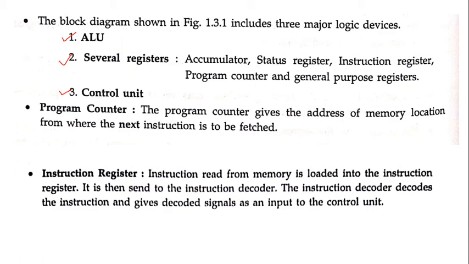So what is the program counter? The program counter gives the address of the memory location from where the next instruction is to be fetched. Program counter is going to fetch the next location of the instruction. Okay. Then the instruction register: the instruction read from the memory is loaded into the instruction register. First of all, it is then sent to the instruction decoder. The instruction decoder decodes the instruction and gives the decoded signal to the control unit. So this is the main working of the instruction register.